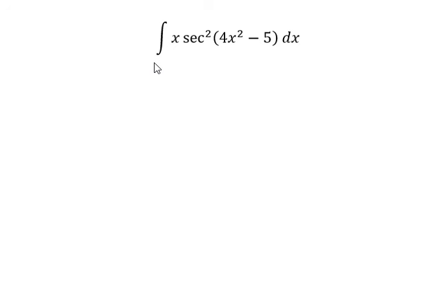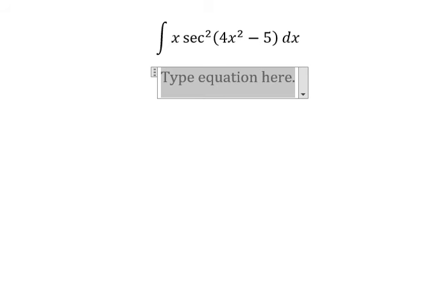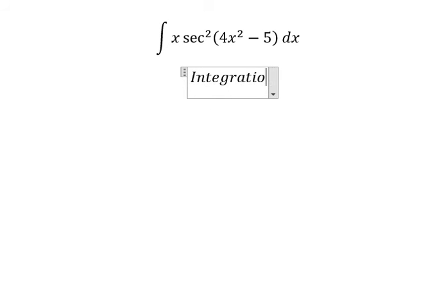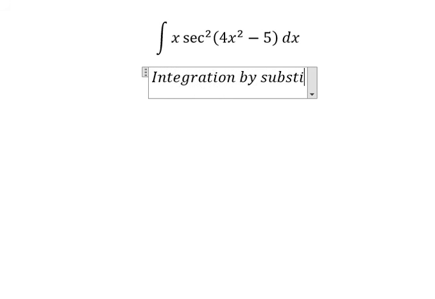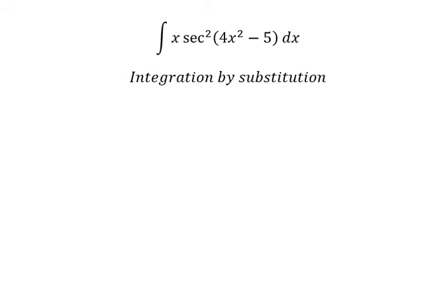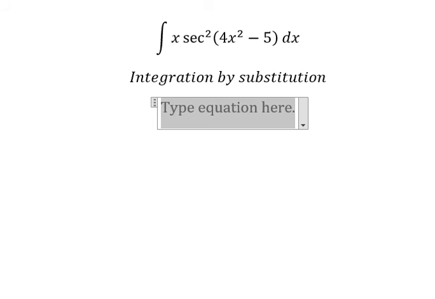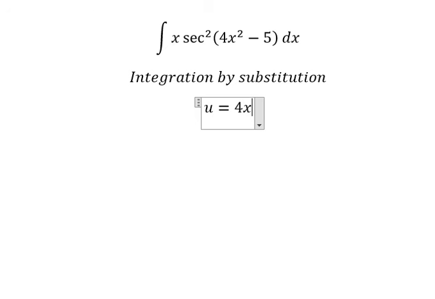Today I want to talk about calculus, the topic about integration. Now I want to show you how to answer. We can use integration by substitution. So I will put u equal to 4x squared minus 5.